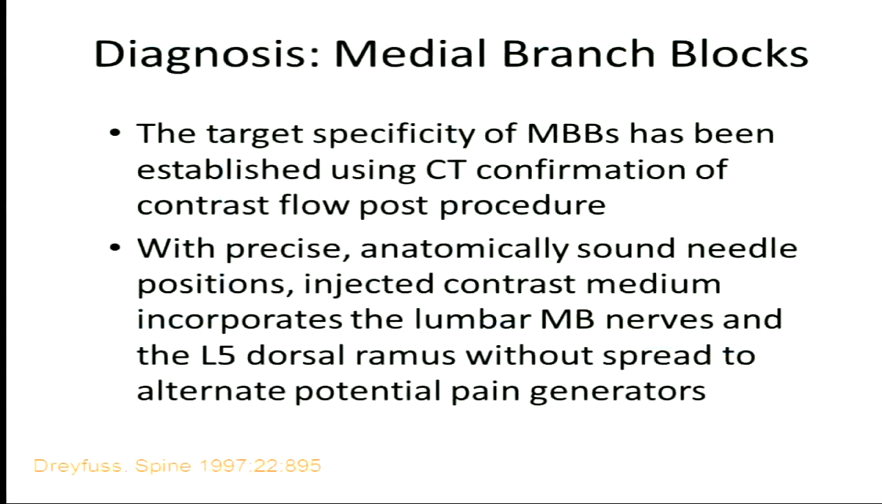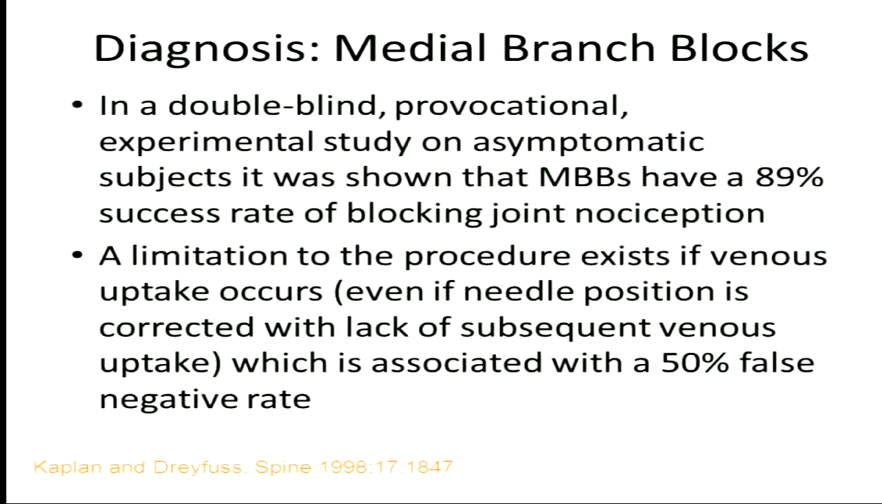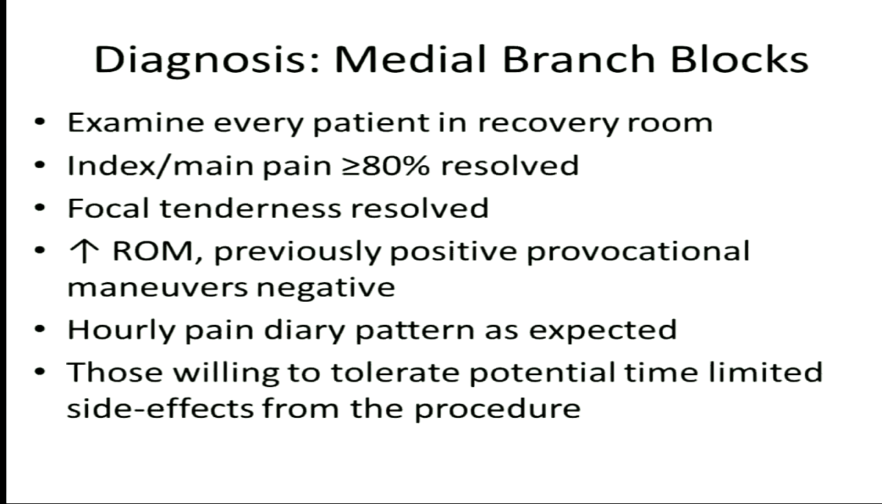For the diagnosis, the target specificity of the medial branch block has been established using CT confirmation of the contrast flow. We need good anatomic placement of the needle, and this can be proven by the flow of the contrast, that we're really encompassing or targeting the medial branch without getting any adjacent neural structures that could confound the results of the medial branch block. The limitations, of course, are if the local anesthetic goes intravenous, and that would be the reason for using contrast. That would obviously increase your false positive rate.